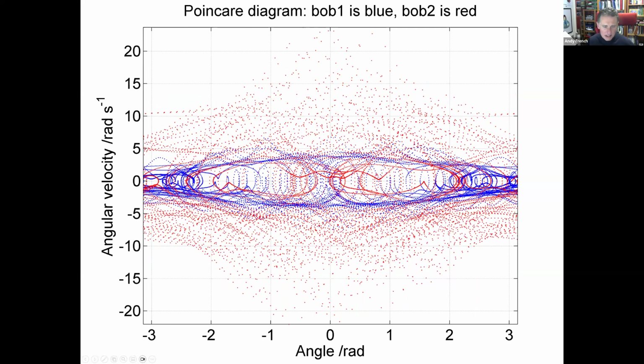And what you can see, there's a blue pendulum blob, and there's the red one. And the red one occupies all sorts of regions, but there are regions where it never goes. So large angles with large angular velocity, for example. And within here, you've got these areas where there are islands of stability.